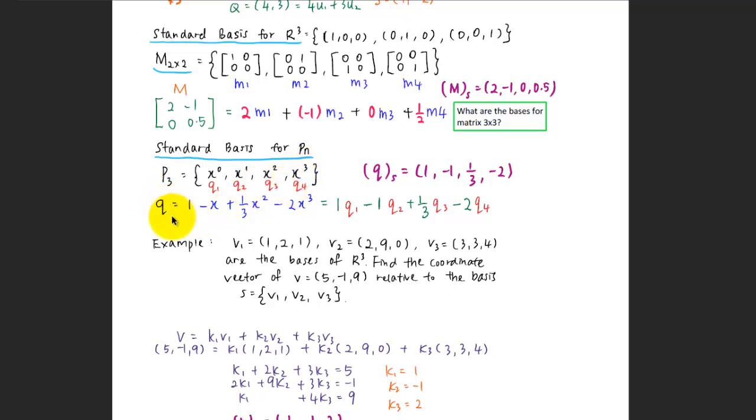So for example, this is the polynomial Q with the equation 1 minus x plus 1 over 3 x squared minus 2x cubed. It's actually a combination of 1 multiplied with Q1, the first basis, plus negative 1 times Q2, the second basis, plus 1 over 3 multiplied with the third basis and negative 2 with the fourth basis. We can write it in this form. The coordinate of this polynomial is actually 1, negative 1, 1 over 3, and negative 2.